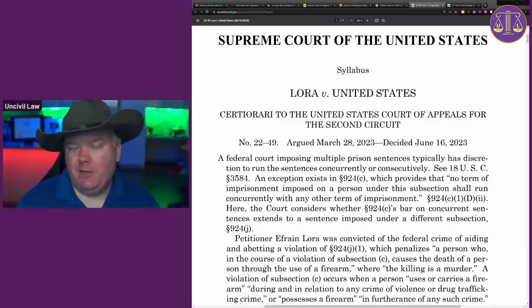Do you want to run them together or at the same time? Or do you want to run them one after another consecutively? Which one do you like? Same time, different times. Consecutive, concurrent. Which do you like? And Congress made a choice. So the Supreme Court said, okay, Congress made a choice, and we understand the choice, and it's clear, and that's the end of that analysis. So that brings us to the end of discussion of this case.